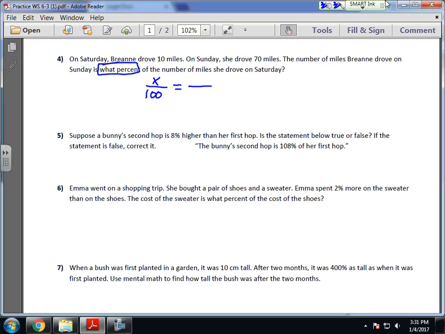So if they're asking me, then they don't know. That's my variable. Now, when we're looking at this, it says on Saturday, Brianne drove 10 miles. On Sunday, she drove 70 miles. Brianne drove on Sunday is what percent of the miles she drove on Saturday. So they're telling you that the information for Sunday needs to come first, and the information for Saturday will come second. Well, here's the information for Sunday, and here's the information for Saturday.